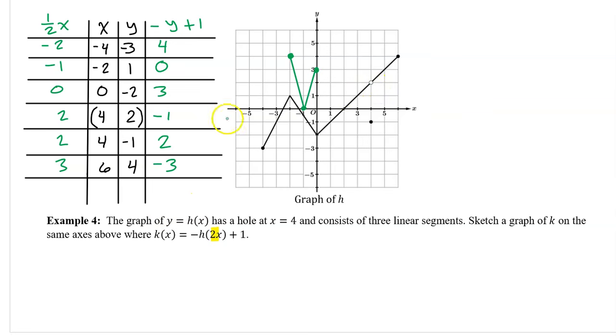The original hole was at (4, 2). The hole will now be at (2, -1). So that's going to be right here. The dot, which was at (4, -1), will now be at (2, 2). And the final endpoint, which was at (6, 4), will now be at (3, -3).